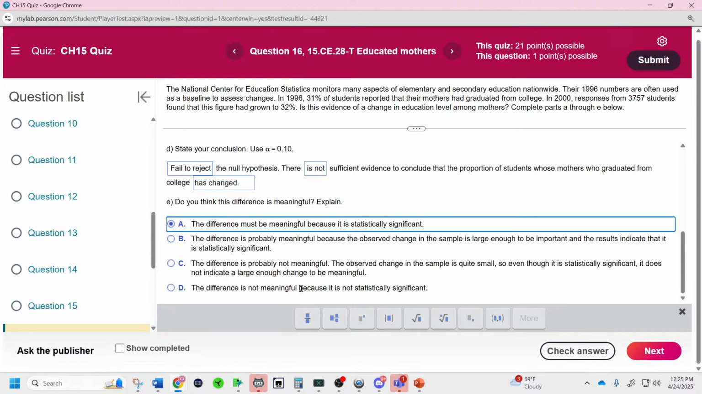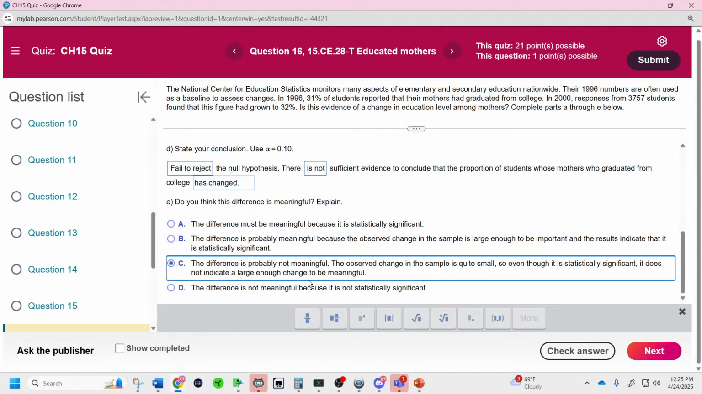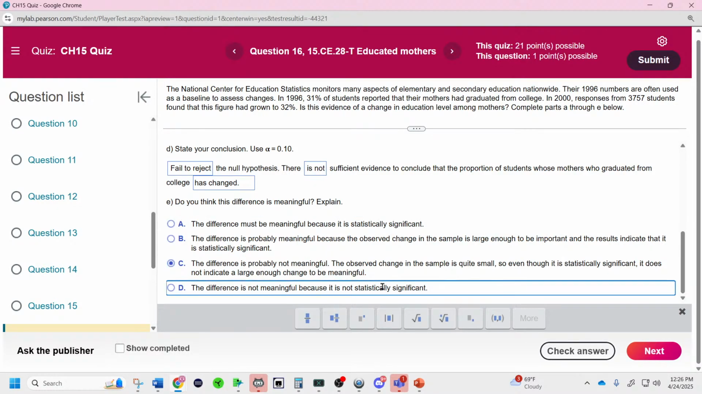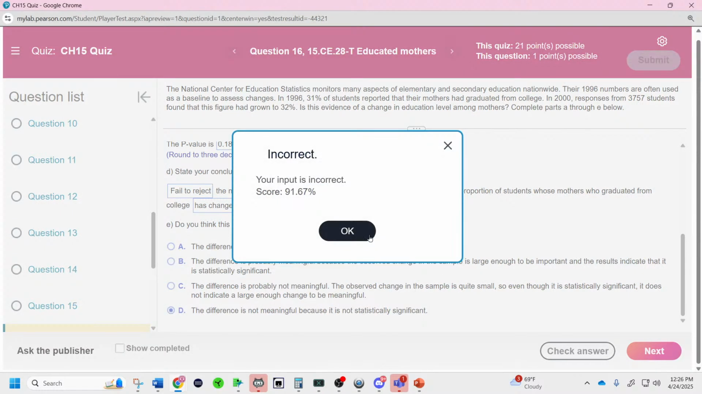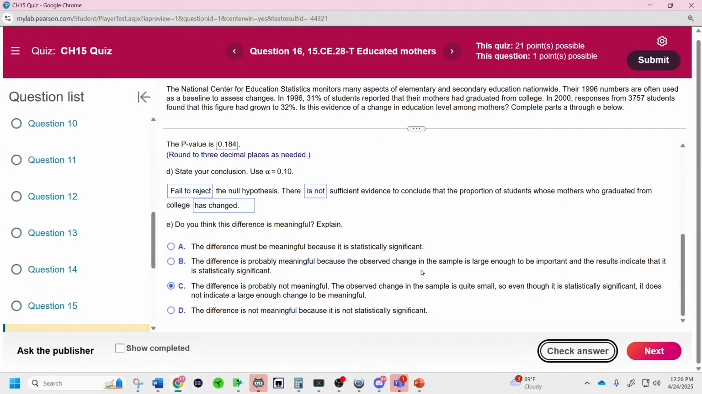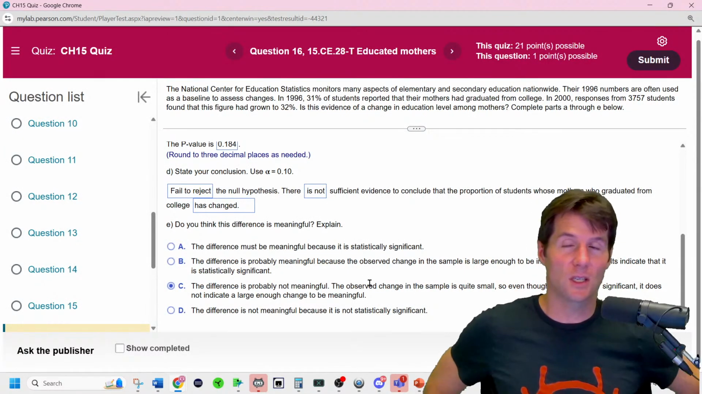The difference is not meaningful because it's not statistically significant. The difference is probably not meaningful. The observed change in the sample is quite small. So even though it is, now here's where I'm going to get mad. If it says I'm wrong down here, I really think this is the question that actually has an error in it.